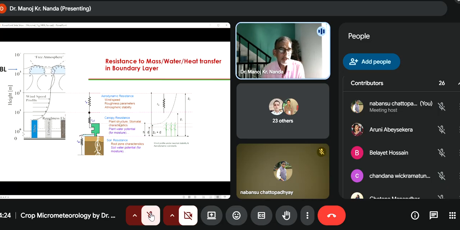And when you are talking of canopy resistance, see, the major problem here is the representativeness. Suppose you are taking the stomatal characteristics. You can take a bottom leaf, it has different stomatal characteristics. You can take a top leaf, it has different stomatal characteristics. So transpiration rate differs within the canopy. So now it is difficult to get the overall water loss from the canopy.